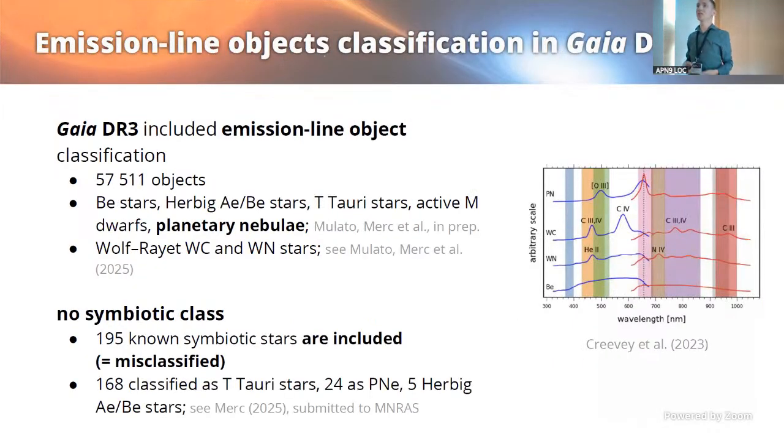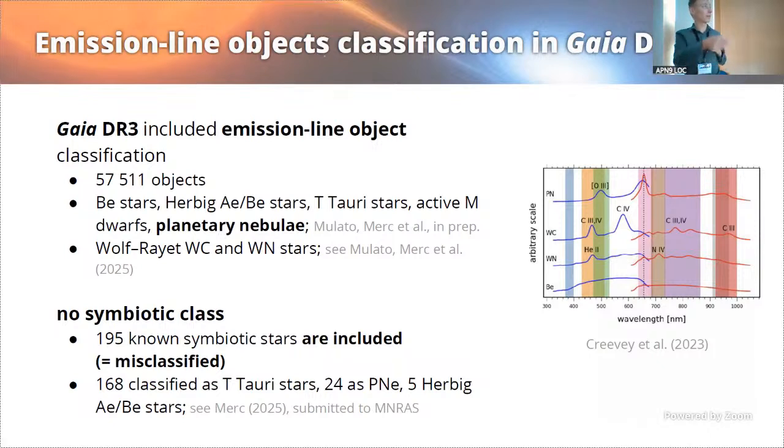The more interesting part was the emission line star classification, because symbiotic stars are emission line stars. And Gaia DR3 included emission line object classification for 57,000 objects for 6 classes. And if you take a look at those classes, you will not find symbiotic stars there. There was no symbiotic class. So by definition, all symbiotic stars are misclassified. And actually, there is a large number of non-symbiotic stars included, misclassified because there is no class for that.